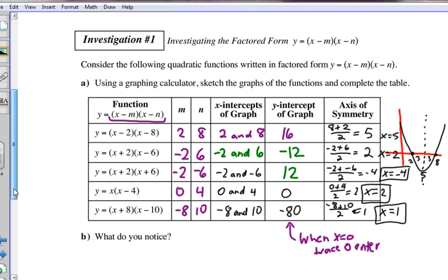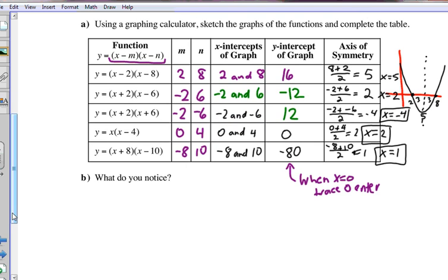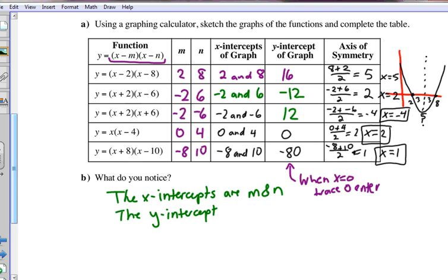Okay, so what did you notice? The x-intercepts are m and n. The y-intercept, how did we get the y-intercept? What do we do with those two numbers? Multiply them. The y-intercept is m times n. And the axis of symmetry, what do we have to do? Add and divide by 2. So m plus n over 2.